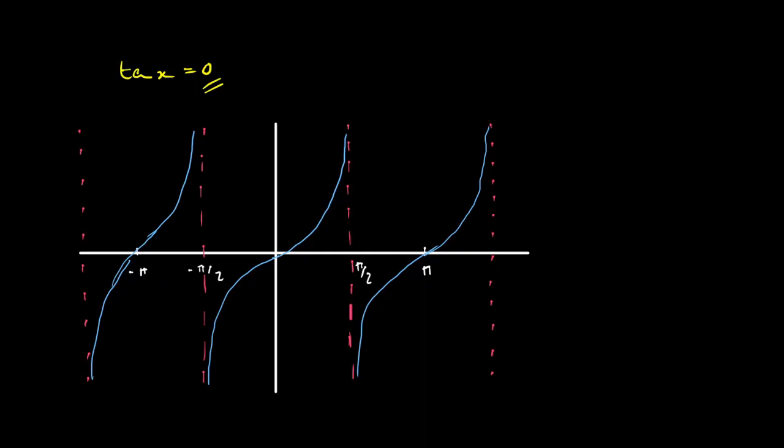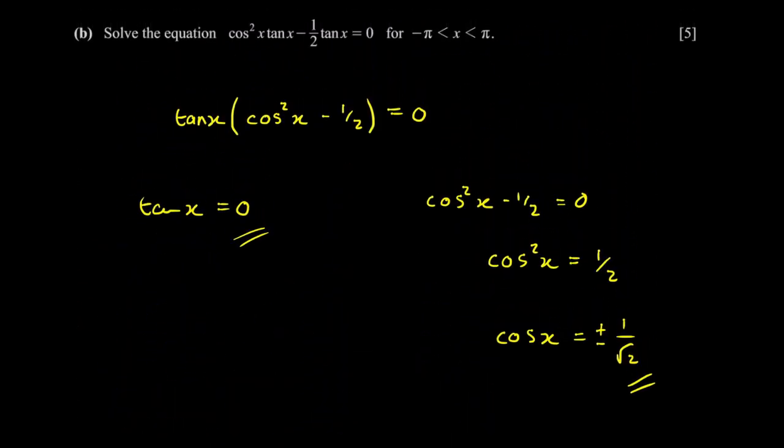Well, it's equal to 0 everywhere on the x-axis, isn't it? So it's going to be equal to 0 at 3 points that I can see. It's either going to be 0 here, or here, or here. And of course, if you just use the calculator, all you're going to get is x is equal to 0. You're going to miss out the two other values of negative pi and pi. But let's just check that.